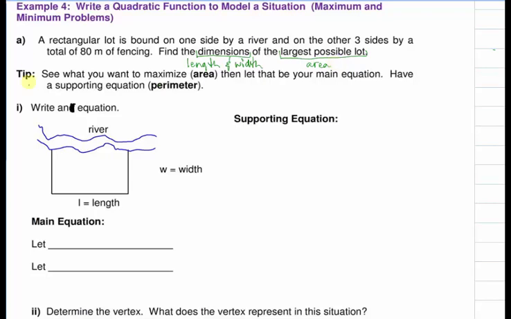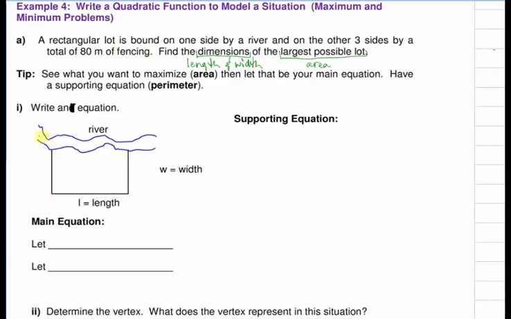So before we get started on working out the problem, we have a tip. See what you want to maximize. And in our question, because we want the largest possible lot, we want to maximize the area. Then we're going to let that be the main equation. Secondly, have a supporting equation. In our case, perimeter, because if you go back to the problem, you know that this rectangular lot has 3 sides that would use up a total of 80 meters of fencing. So you know that the 3 sides to your lot total 80 meters of fencing.